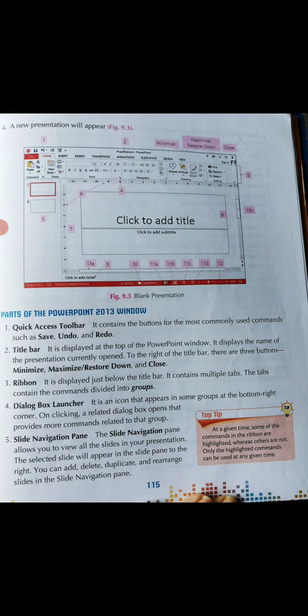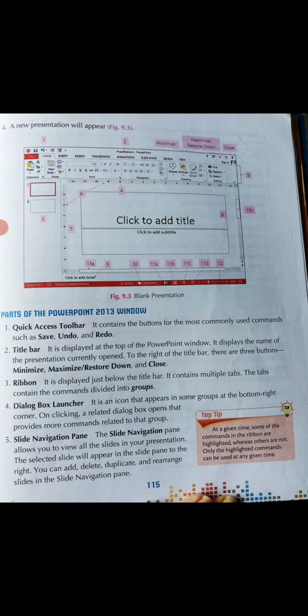It is displayed at the top of the PowerPoint window. It displays the name of the presentation currently open. To the right of the title bar, there are 3 buttons: minimize, maximize or restore button, and close. So here in the title bar, you will get 3 buttons. You will get your minimize button.